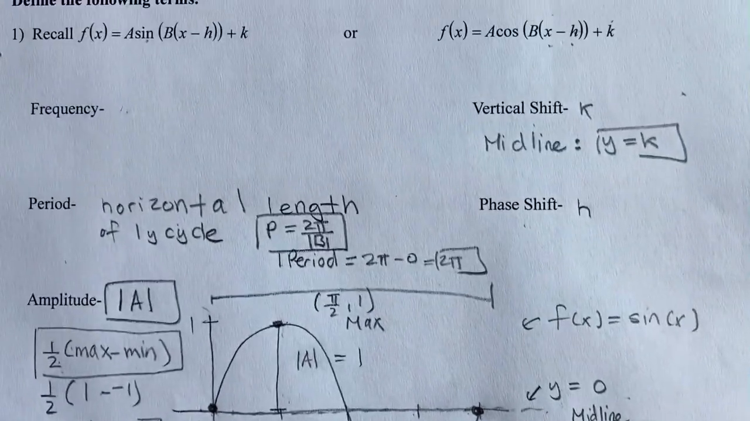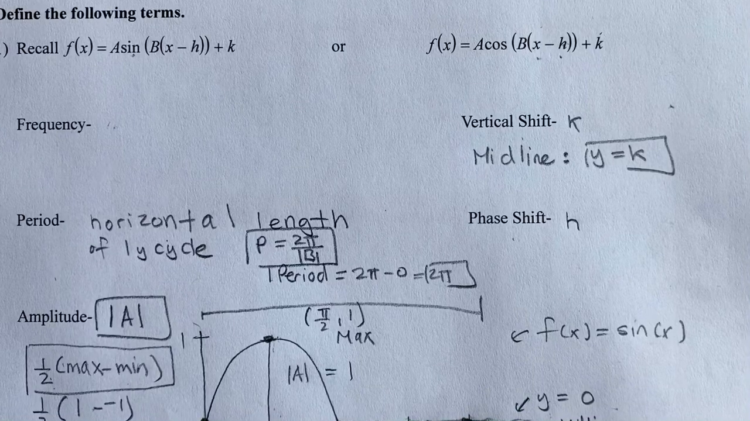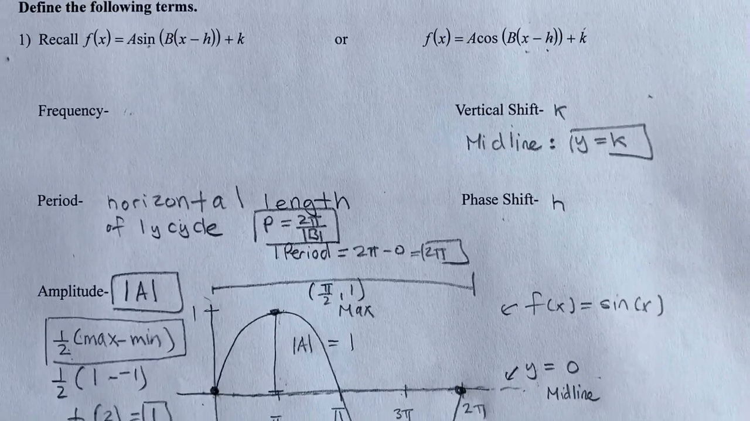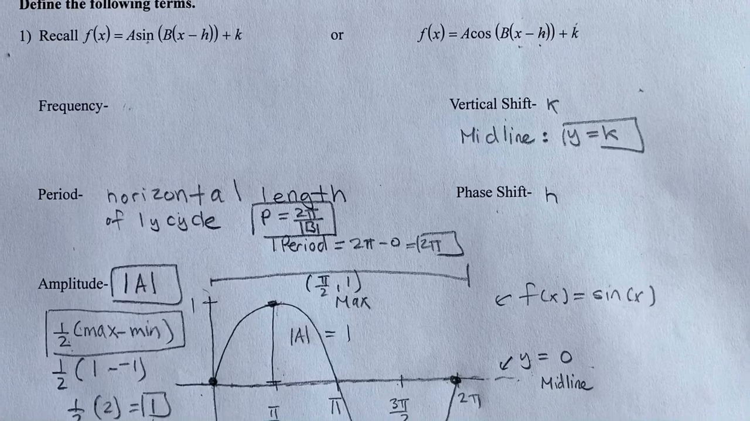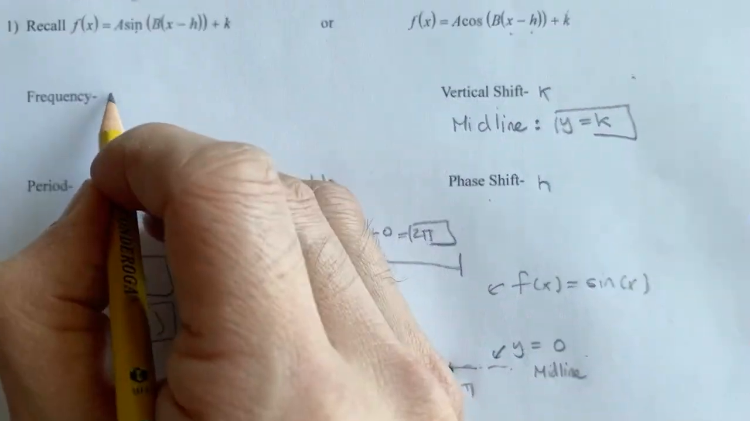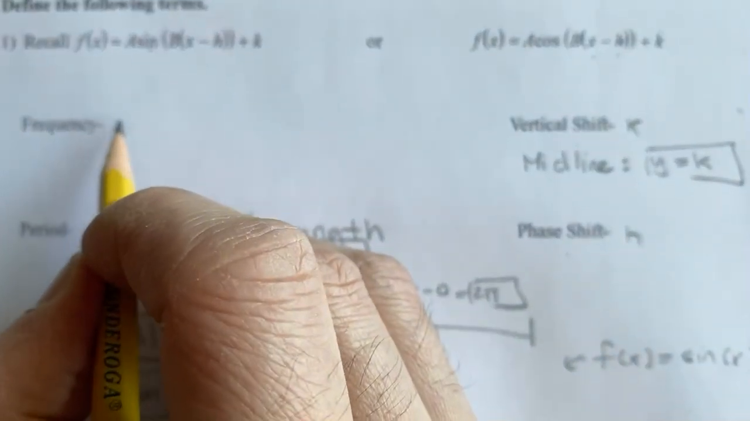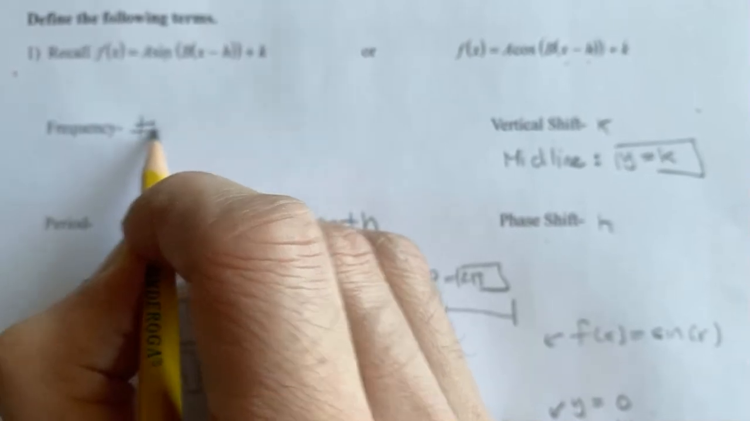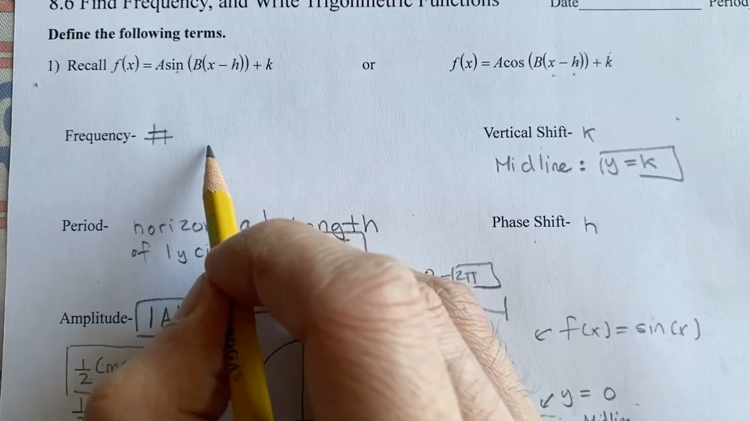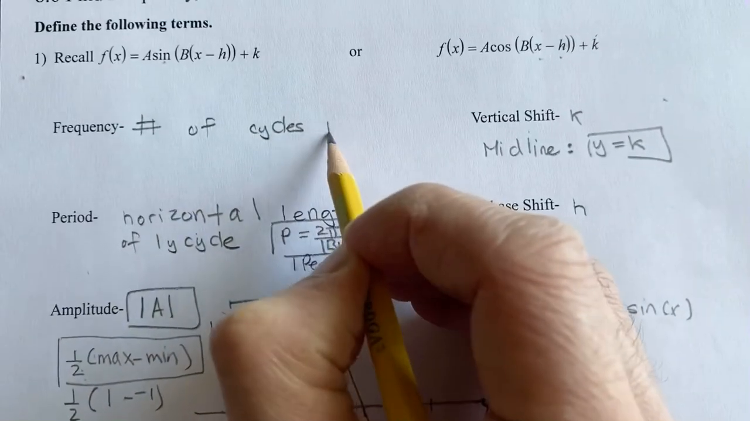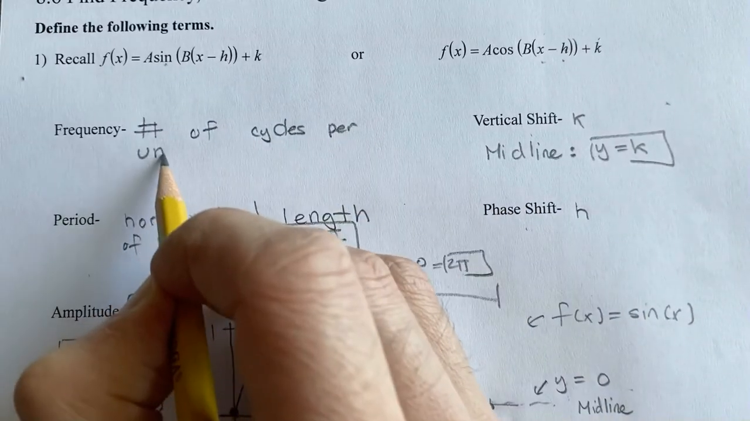Okay, so the new term that we're going to cover today is called a frequency, and the frequency kind of means what it sounds like. It basically relates the number of cycles, and it relates it to time. And so let me just define it here for you. The frequency is the number of cycles per unit of time.